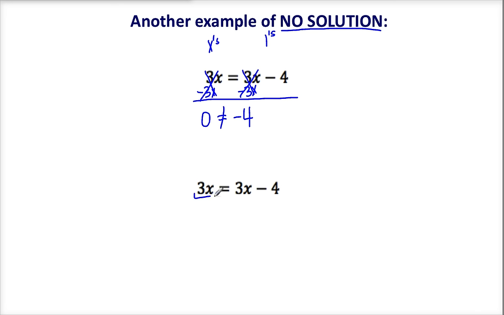Notice we have the same variable. We have 3x on both sides, but we're subtracting different things from it. On this side, we're not subtracting anything from it. On this side, we're subtracting 4 from it. And it's impossible to end up with the same result on both sides if we add or subtract different things from the same variable. So that's your examples of equations that will have no solutions. Your next video will show you examples of equations that will have infinitely many solutions.